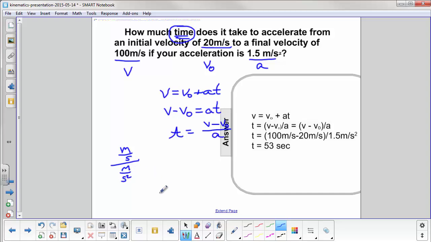And that's a very uncomfortable looking fraction, so what we'll do is keep the top and multiply the bottom by its inverse, which would be second squared per meter, so that'll cancel out. And then we have to multiply the top by the same thing. Meters go, a second goes, and we're left with seconds, and the answer is 53 seconds. So the units help us solve the problem here. Also, solve the problem algebraically first, and only put the numbers in at the end.